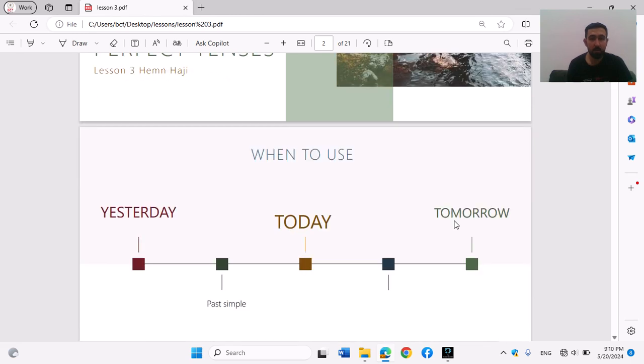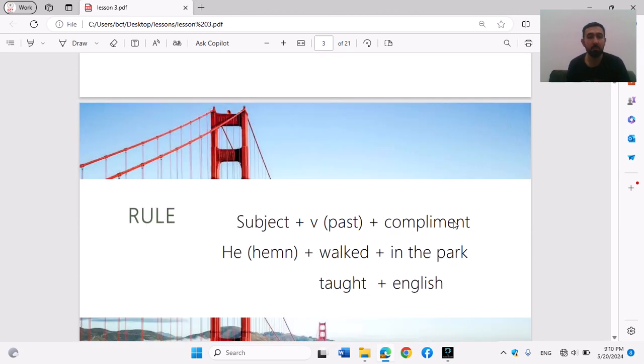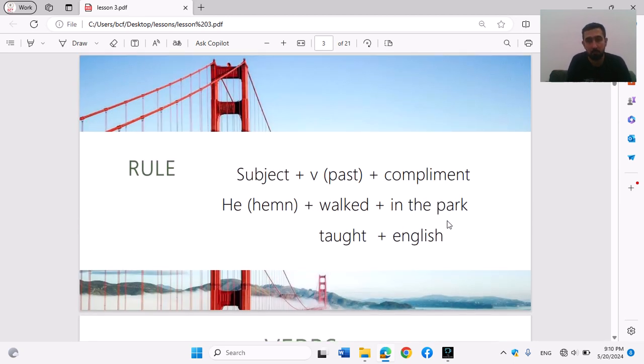Okay, let's get started. First, we will talk about the first one, which is past simple. Let's see what past simple is. Past simple is for talking about something that happened before. Okay, so there is an action that happened before, so it's already done. That's the time that we use past simple, when you talk about something yesterday or in time which is past. The rule for past simple is subject, he, she, or it, verb past, and complement.